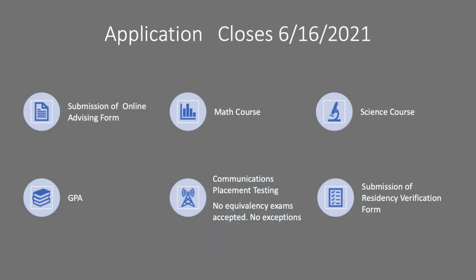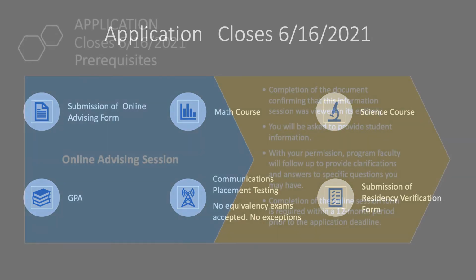Now, if any of that sounded interesting to you, we would like for you to know the process for a successful application. All of the items you see here are mandatory and will be discussed one at a time. First, the submission of the online advising form. Next, I'll discuss the required math and science coursework needed to apply, the GPA requirement, our communications placement testing requirement, and lastly, the submission of the residency verification form.